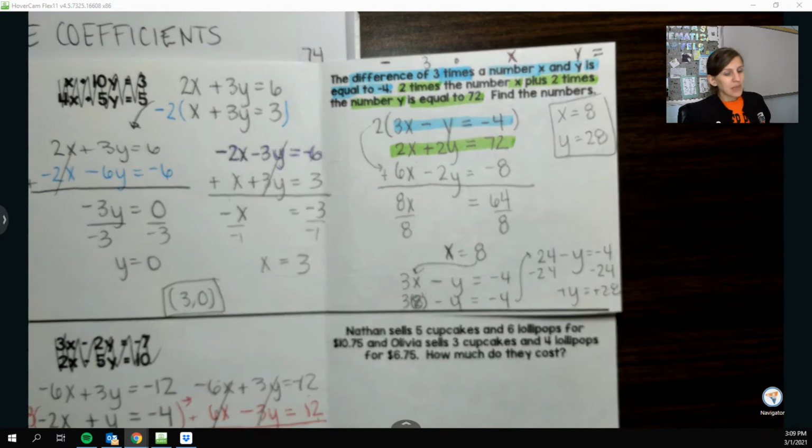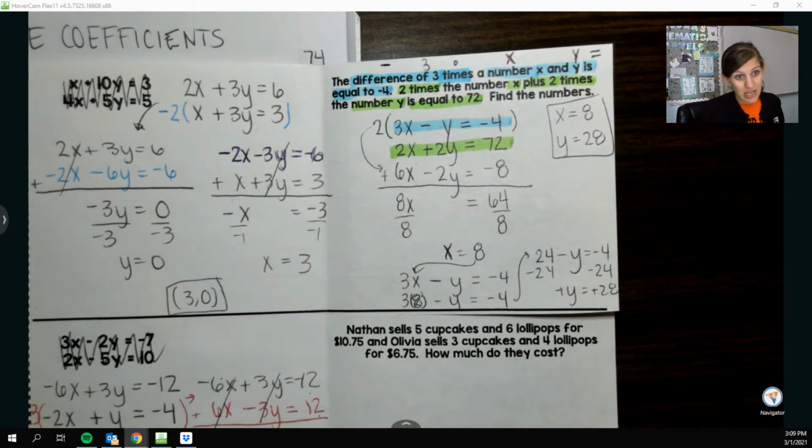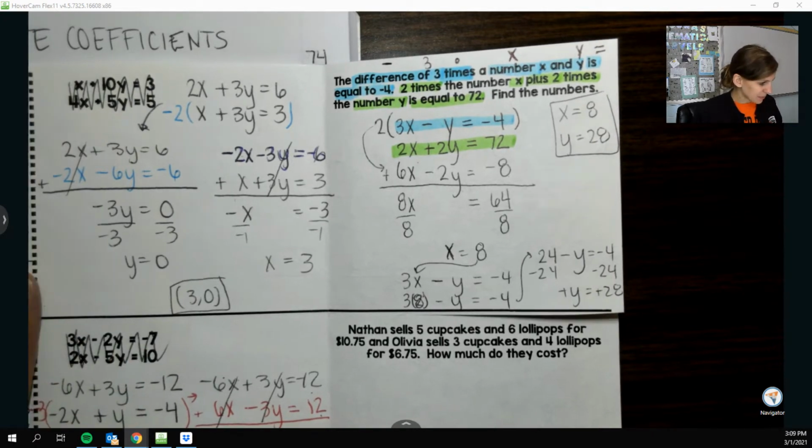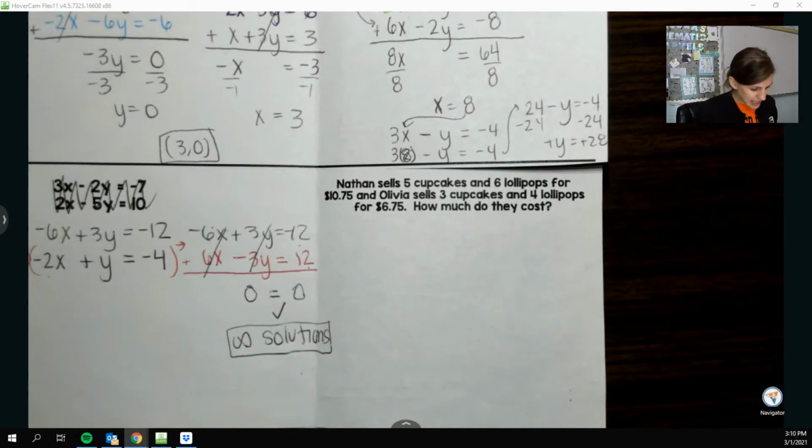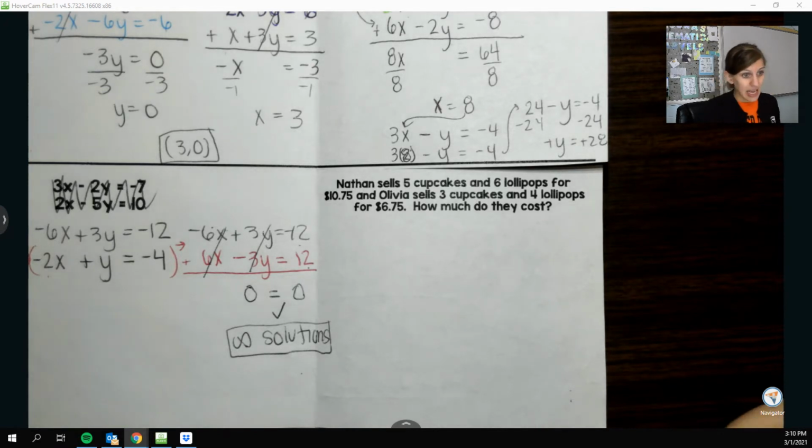Okay. Now with a story problem, it doesn't necessarily need to be an ordered pair, but you could write it as 8 comma 28 if you wanted. Alrighty. Down here, we've got Nathan is selling 5 cupcakes and 6 lollipops for $10.75. And Olivia is selling 3 cupcakes and 4 lollipops for $6.75. How much do they each cost?